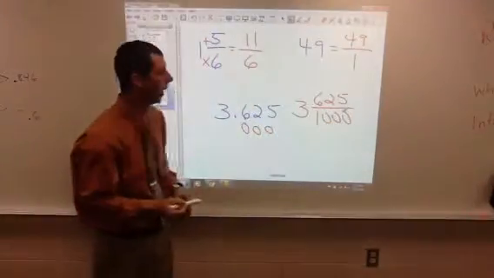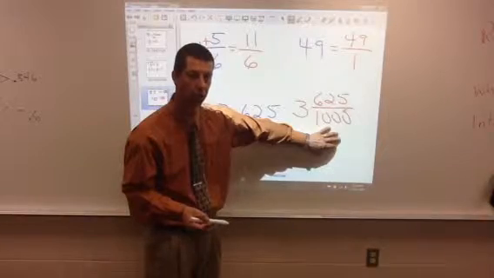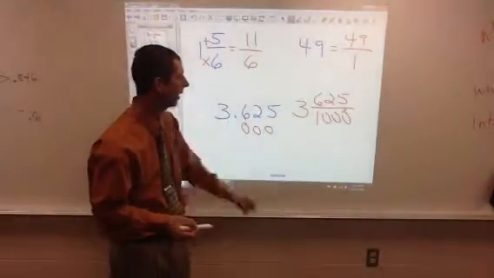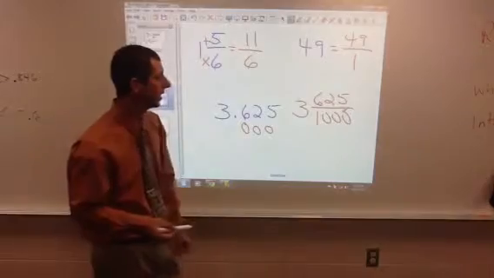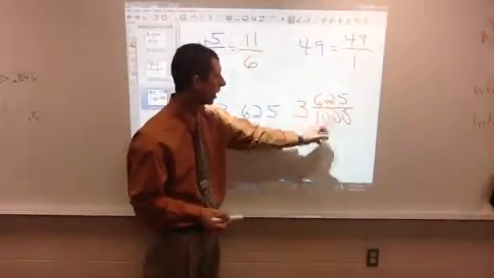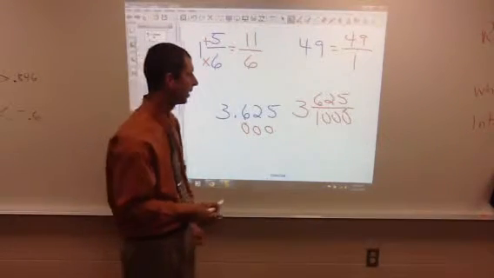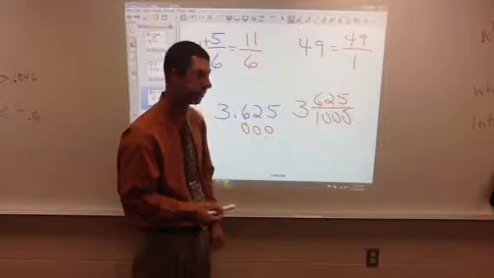Now, generally, a student is going to have to write this in lowest terms. They're going to have to simplify it. In this case, hopefully they see that 25 goes into both of those numbers, and you can carry out the reducing steps and get the final answer in lowest terms.